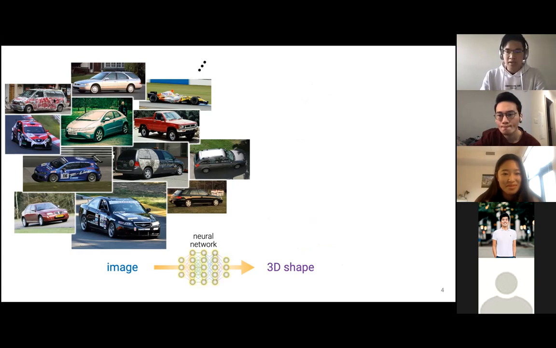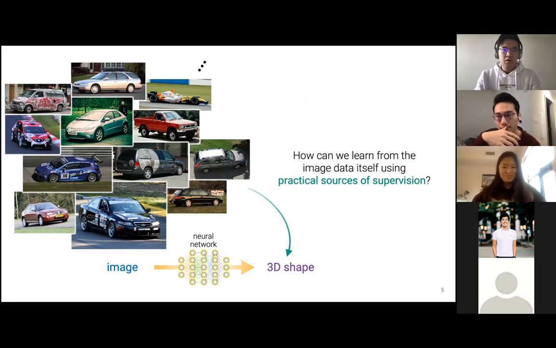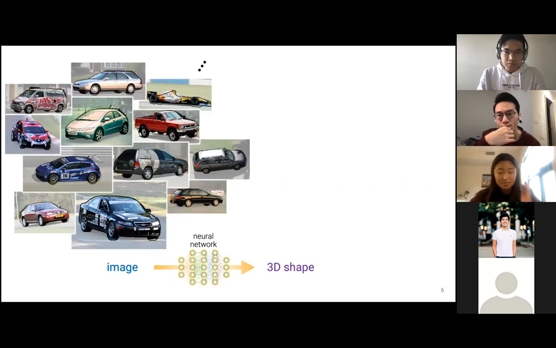We don't want to rely on these CAD models, and we want to use the image data itself to provide some sort of self-supervision. So the question is how can we learn from the image data itself, potentially using some kind of practical sources of supervision or annotations, to learn to predict these 3D shapes.